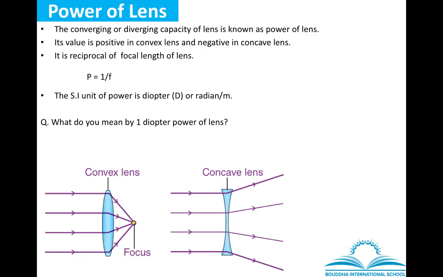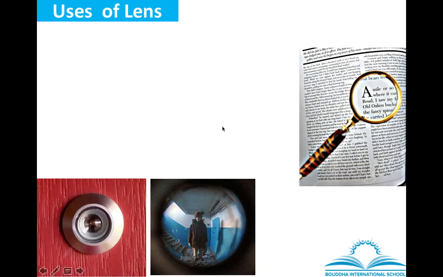Now a question may come: what do you mean by 1 diopter power of lens? When do you get 1 diopter power of lens? If the focal length is 1 meter. So if a lens has a focal length of 1 meter, then the power of the lens is considered as 1 diopter.